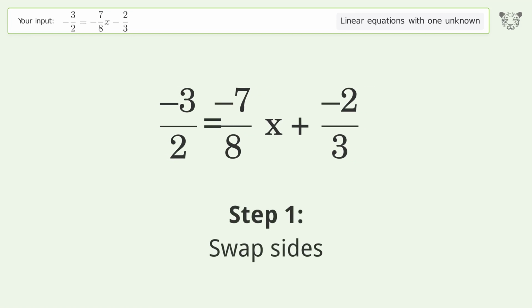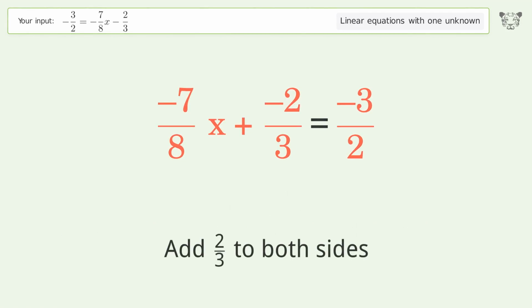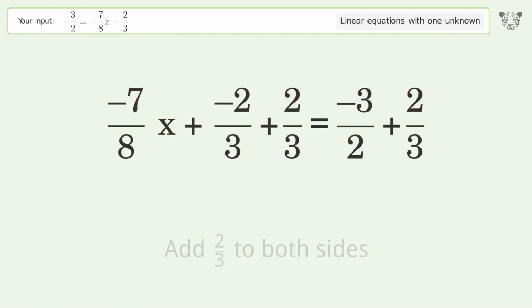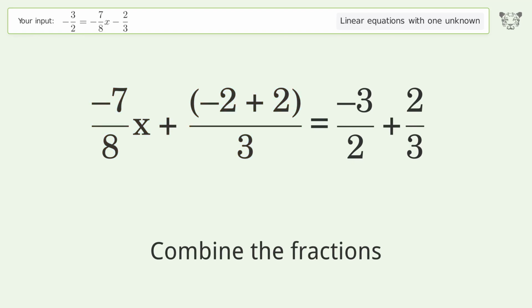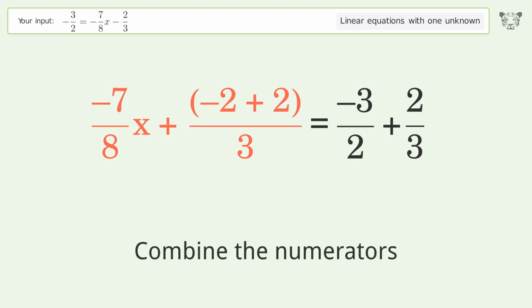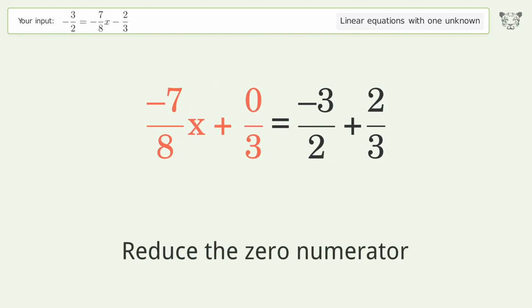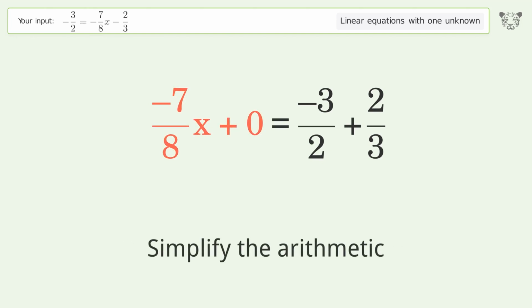Swap sides. Group all constants on the right side of the equation. Add 2 over 3 to both sides. Combine the fractions. Combine the numerators. Reduce the zero numerator. Simplify the arithmetic.